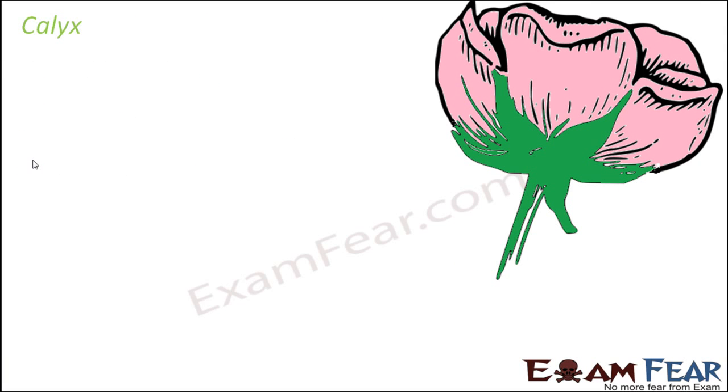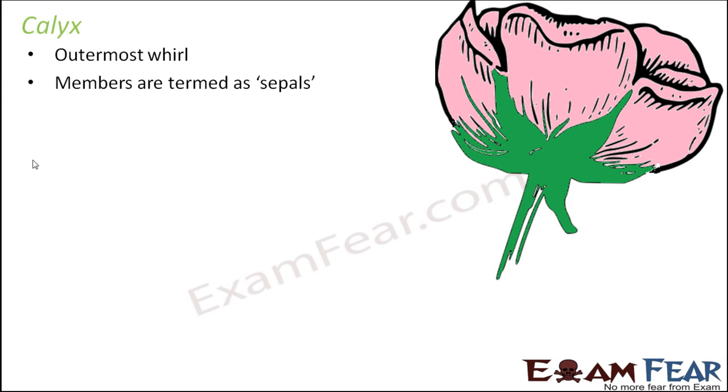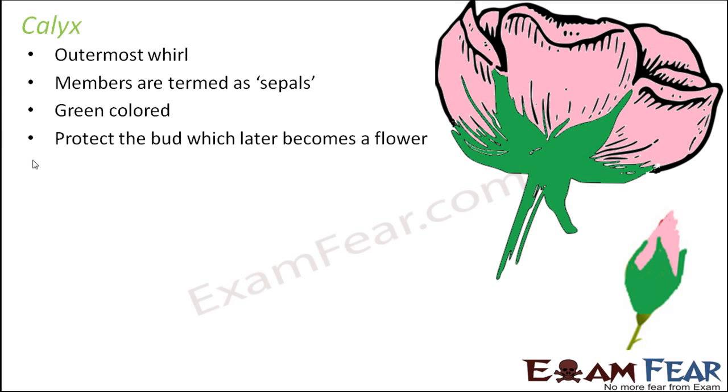So we will start with calyx. Calyx is the outermost whorl, as I already mentioned. Members of calyx are termed as sepals, and that is where I gave you the memory tip as cas, that is calyx for sepals. They are green in color, obviously. They protect the bud which later becomes a flower. This also I mentioned before. So basically the function of calyx is more important only when the flower is not yet formed, when it is in the form of a bud.